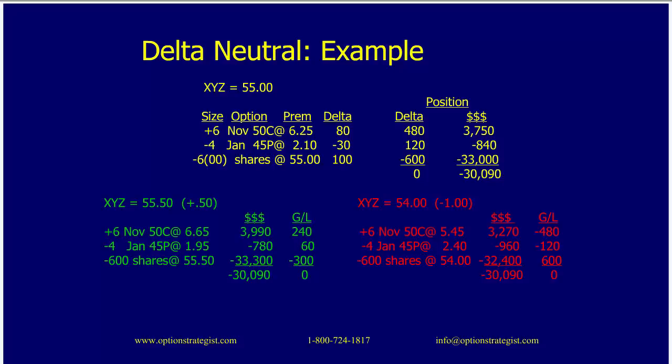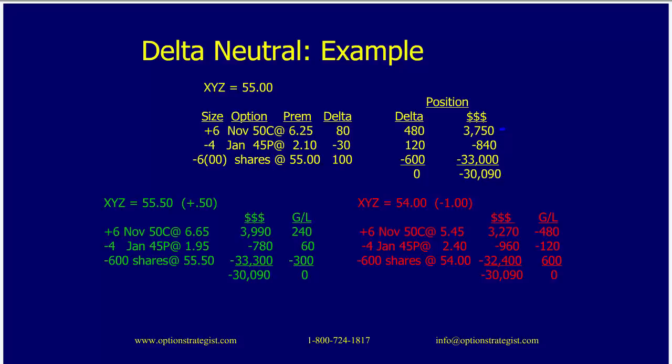So I calculate the dollar value and the gain or loss. The gain or loss is going to be positive, a gain of $240. I paid $37.50 right up here, and now it's worth $39.90. So that's a gain of $240.